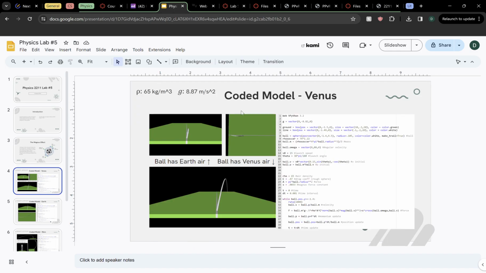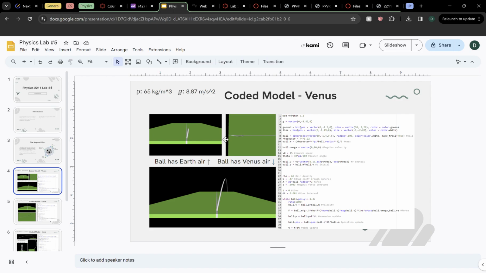So here's my first coded model for Venus. Venus has a very high air density, 65 kilograms per meter cubed, and a relatively similar gravity to Earth at 8.87 meters per second squared. But I encountered a problem when I first ran the code, as the ball was still being coded with Earth's air inside of it. So the weight of the ball is being calculated with Earth's air, which causes the ball to be way lighter than the air on Venus, which made it not go very far.